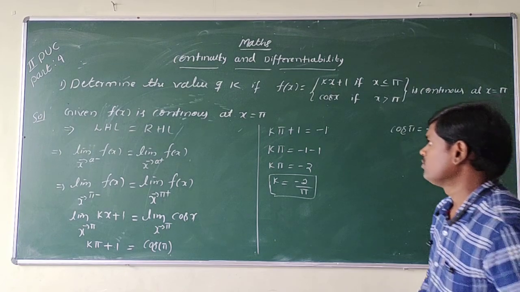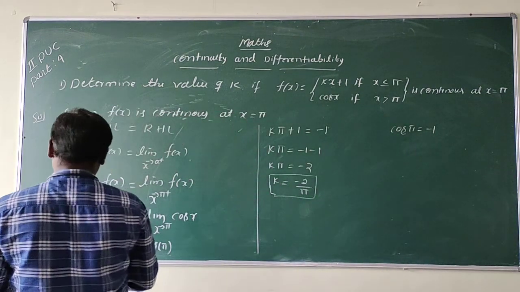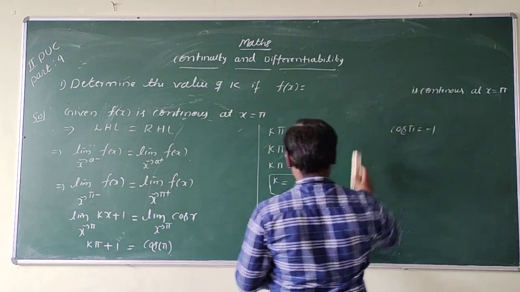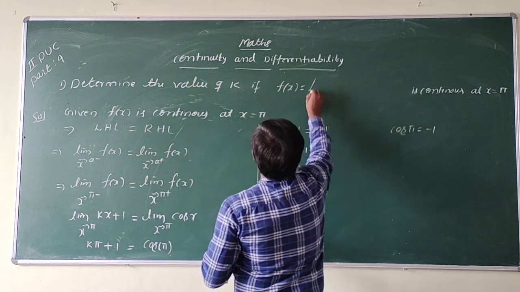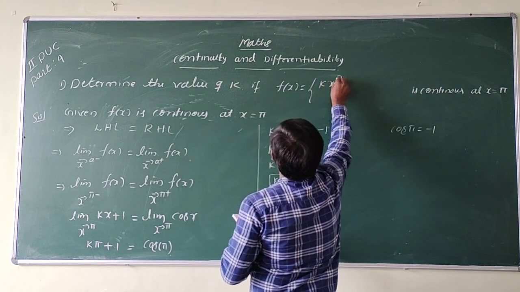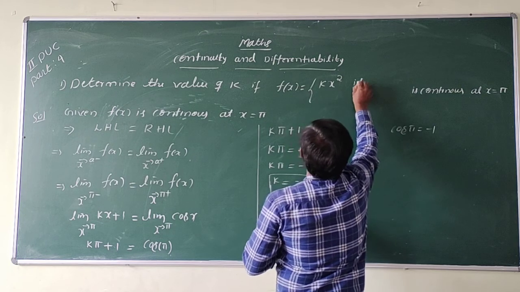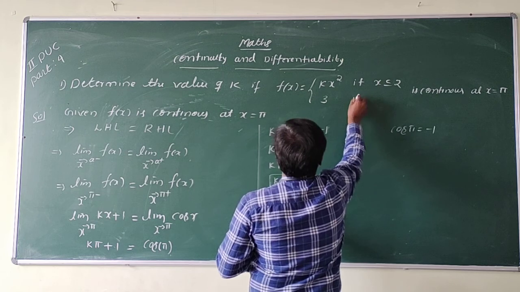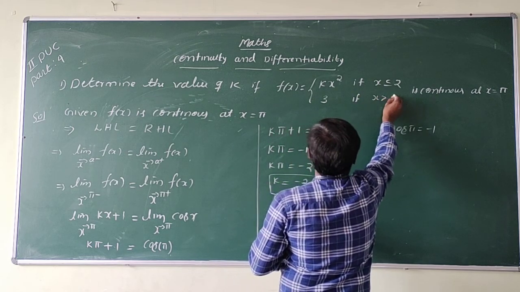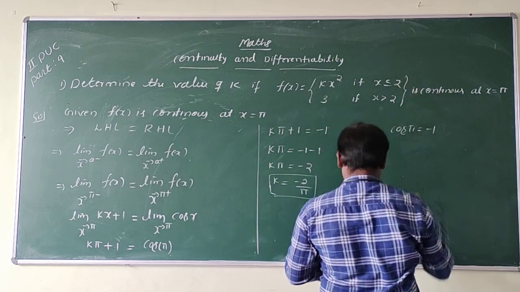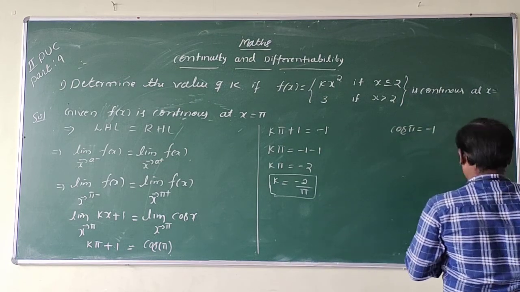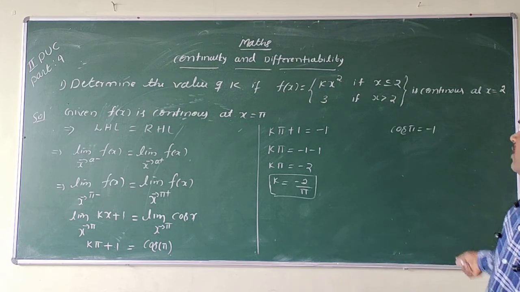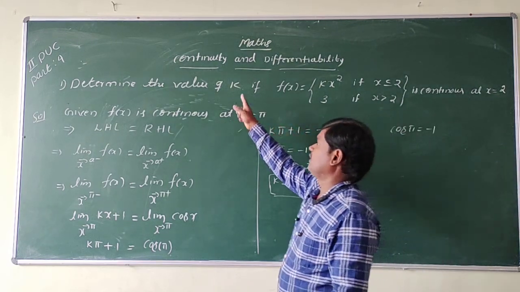Next one. Determine the value of k if f of x is equal to k into x square if x is less than or equal to 2, and 3 if x is greater than 2, is continuous at x is equal to 2. So here also we need to find the value of k.